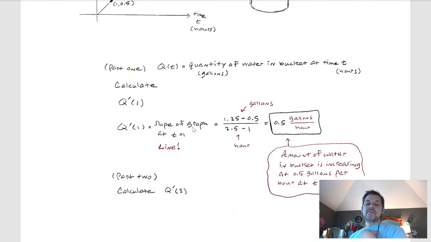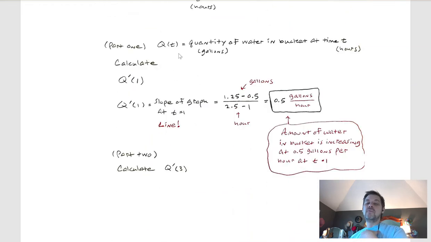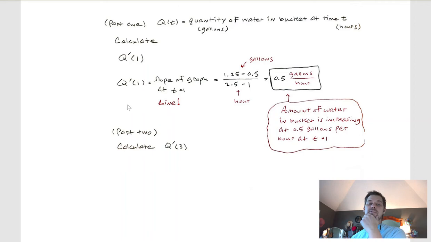And then I have some questions about what we could say about that function in terms of calculus and the derivative. All right. So Q of t, yes, is the quantity of water in gallons in the bucket at time t in hours. What would Q prime of 1 mean and how would we calculate it? Okay. Well, that apostrophe right there indicates that it's the derivative. And so I want to know what is the derivative of this function Q at the time when t is equal to 1.